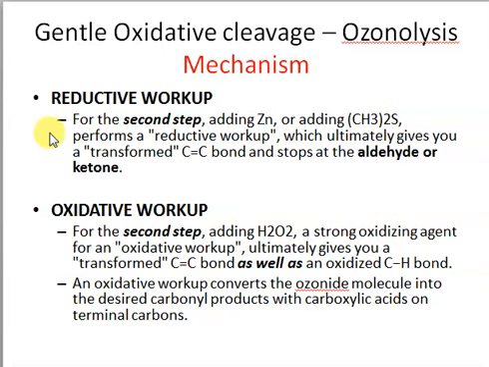If you are using the reductive workup, it will be gentle, and we will get the aldehyde or ketone. However, oxidative workup means that you are using hydrogen peroxide, and in that case the terminal carbon, the less substituted carbons, will be converted into carboxylic acids.